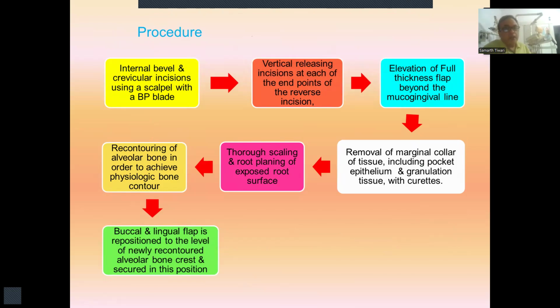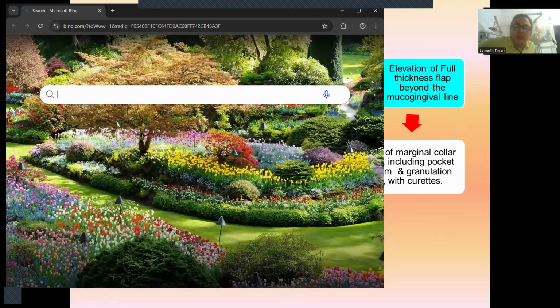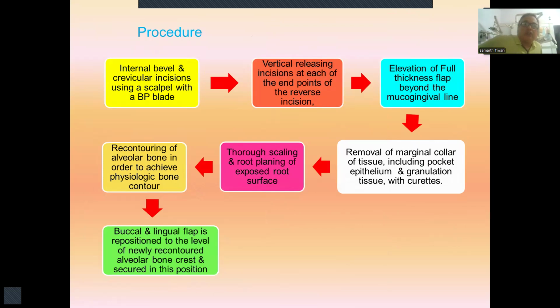Procedure: internal bevel and crevicular incisions are given using a scalpel and BP blade. Vertical releasing incisions at each of the end points of the reverse bevel incision. Elevation of a full thickness flap beyond the mucogingival line. Removal of the marginal collar of tissue, including pocket epithelium and granulation tissue, with curettes. Thorough scaling and root planing of exposed root surfaces. Recontouring of alveolar bone to achieve physiologic bone contour.